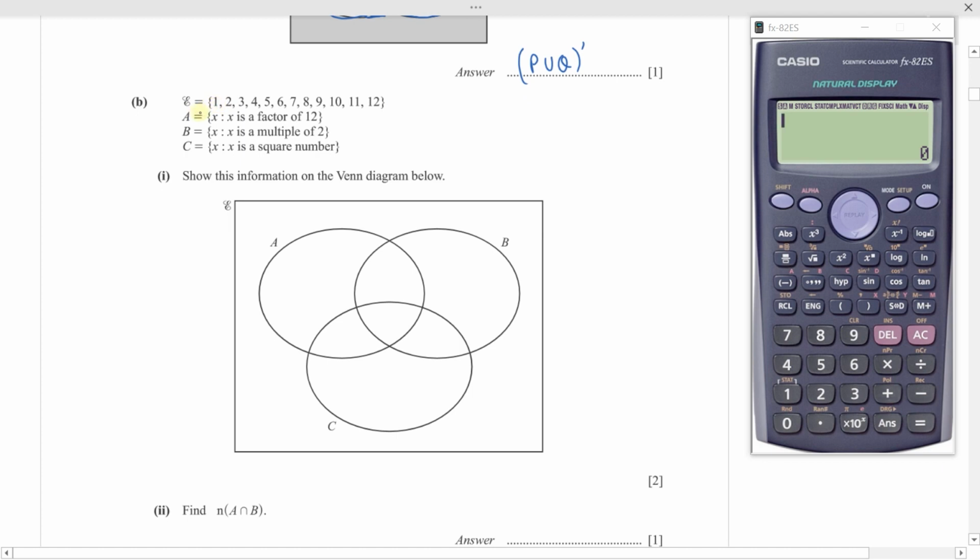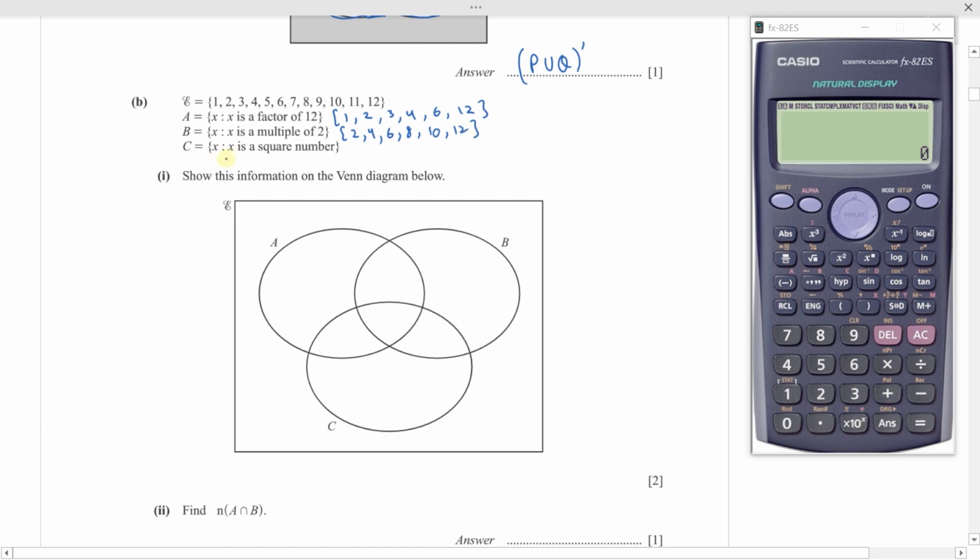The next part is your universal set is the numbers from 1 till 12. A is a set of numbers where each number is a factor of 12. So let's write down the factors of 12 here from this universal set. So 1 is a factor of 12, 2, 3, 4, and then 6 is a factor of 12 and 12 itself. B is a set of numbers which are multiples of 2. So we can write the multiples of 2 out of these. So these will be 2, 4, 6, 8, 10, and 12.